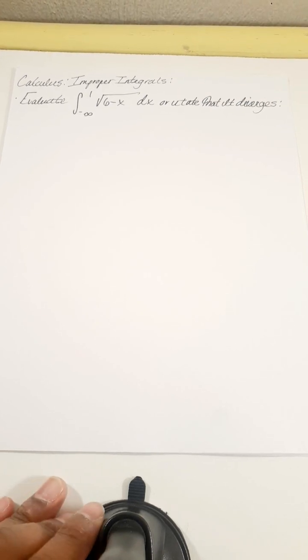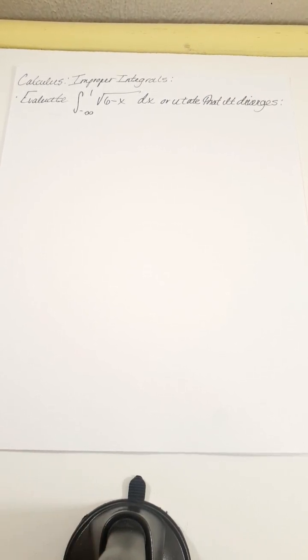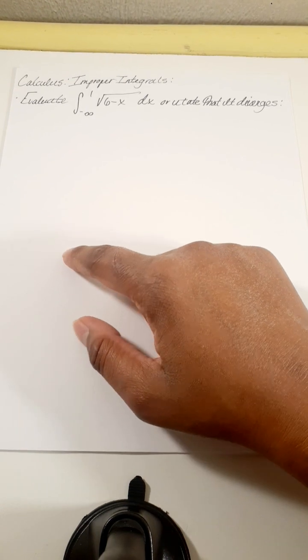Alright, what's up guys? In this video we're going to pick up some calculus here. We're going to talk about another improper integral here. We're going to evaluate the improper integral from negative infinity to positive 1 of the square root of 6 minus x dx, or they want us to state that the integral diverges.